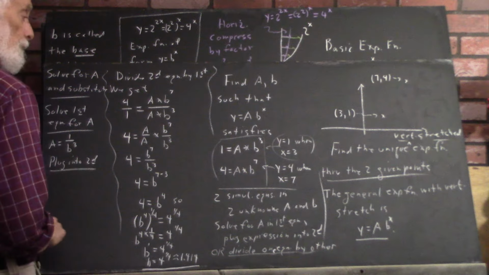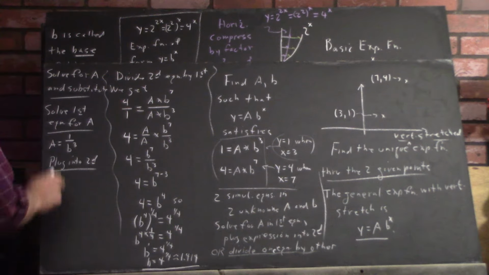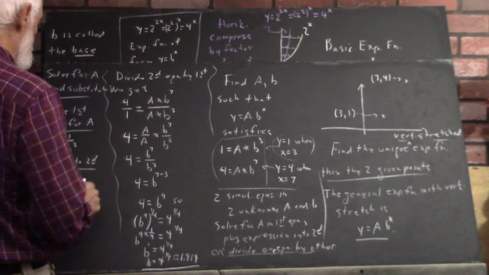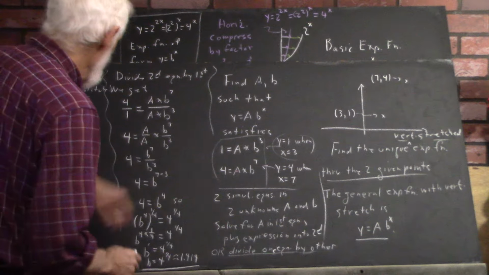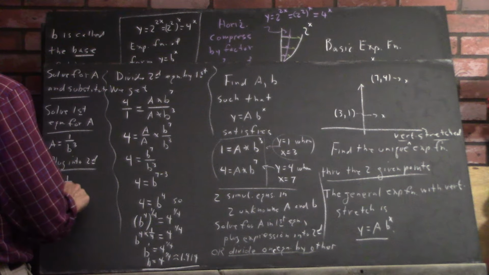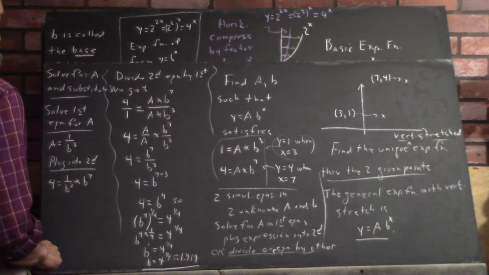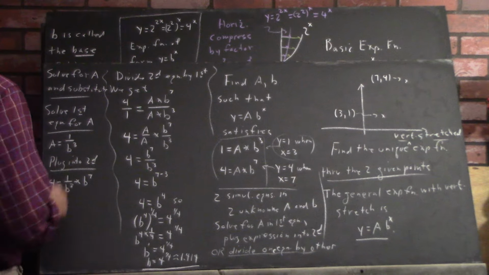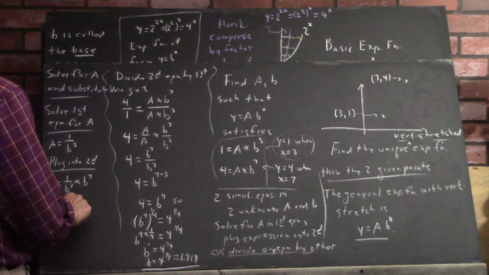Plug into the second equation. It's 4 equals a times b to the seventh. If a is 1 over b to the third, we're going to substitute 1 over b to the third for a, and we're going to get 4 equals 1 over b to the third times b to the seventh. Well, 1 over b to the third times b to the seventh is b to the fourth.